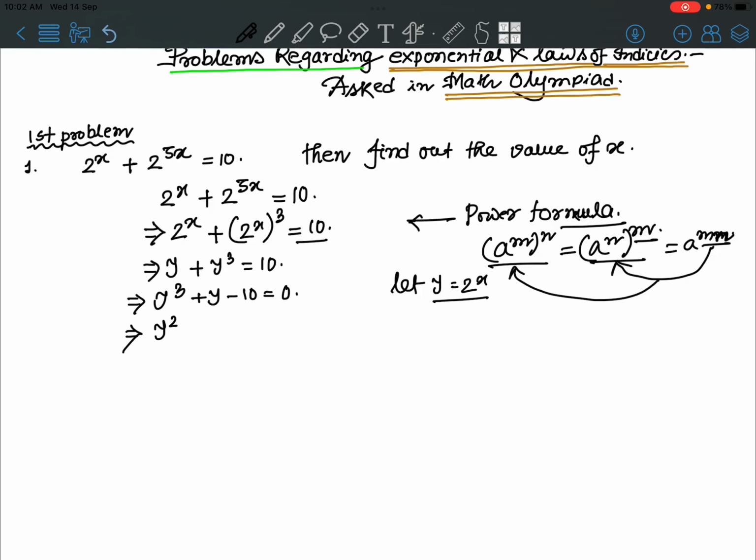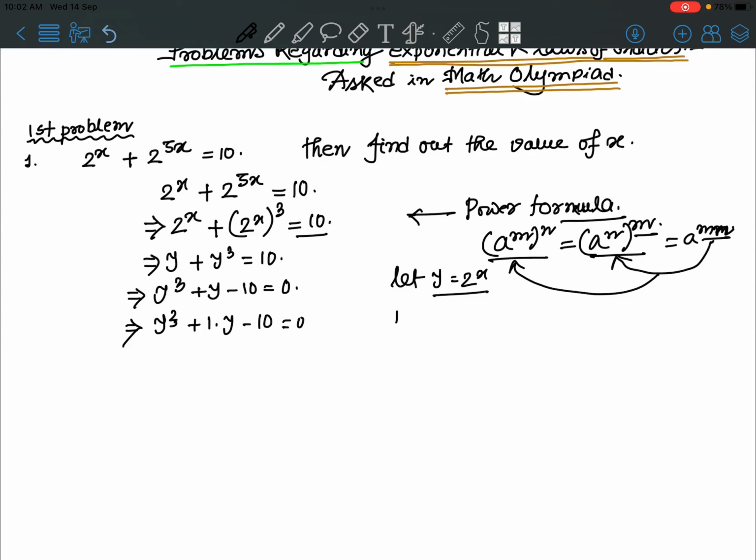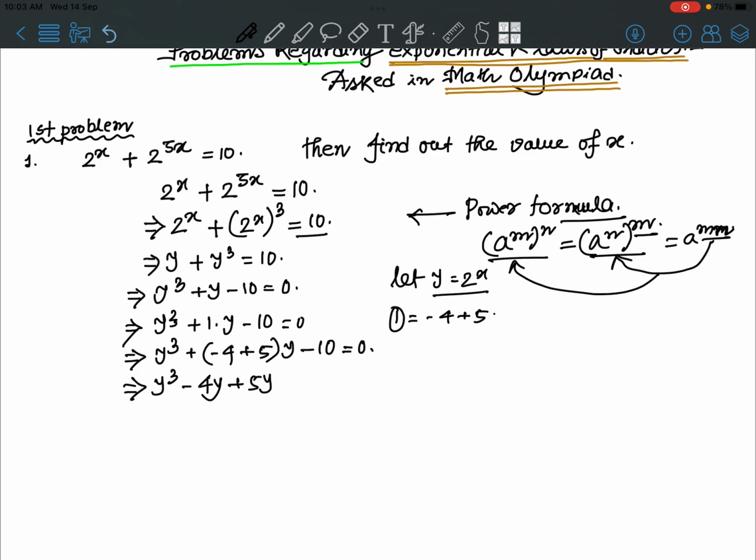Which part are we going to factorize? We are going to factorize the coefficient of y, which is 1. So in this case we can write 1 as minus 4 plus 5, since minus 4 plus 5 equals 1. So in the place of 1, we can write minus 4 plus 5 into y minus 10 equals 0. Now we can write y cube minus 4y plus 5y minus 10 equals 0.